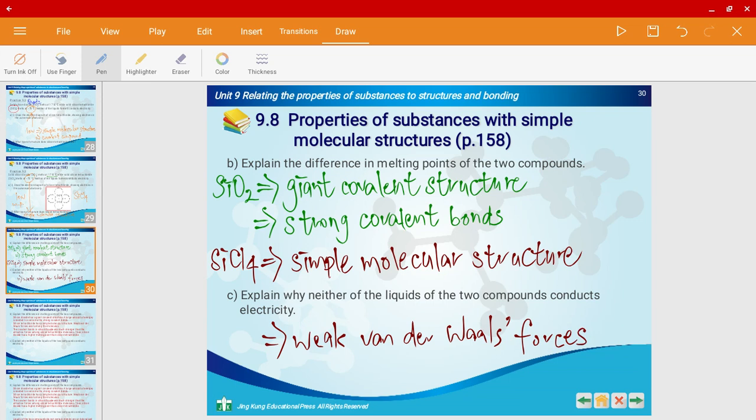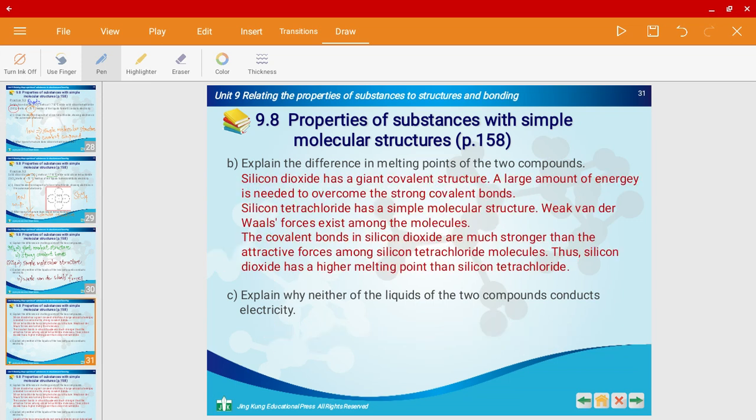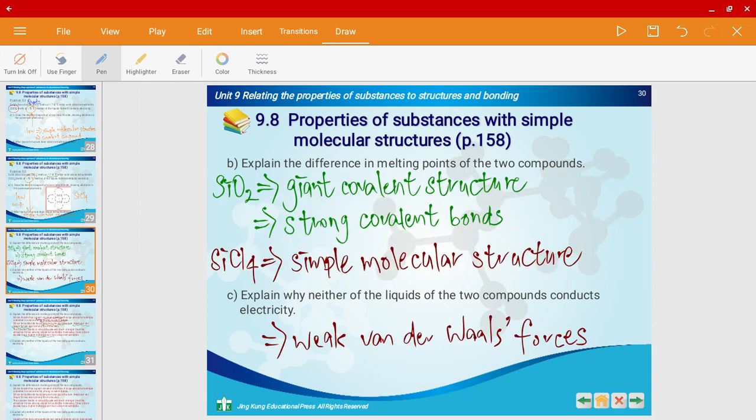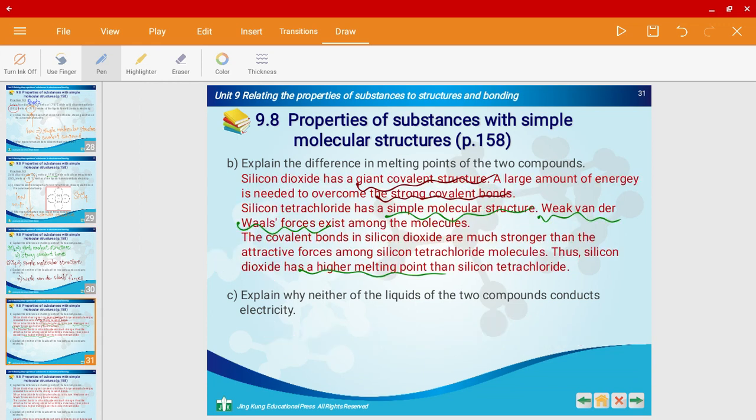All right. So here's the answer. Silicon dioxide has a giant covalent structure, so a lot of energy is needed to overcome the strong covalent bonds. Silicon tetrachloride has a simple molecular structure which has weak van der Waals forces. So overall, silicon dioxide has a higher melting point when compared to silicon tetrachloride. Right? So when you write in full sentences, it will look something like this. But if you just answer these key points over here, you'll get the full marks.